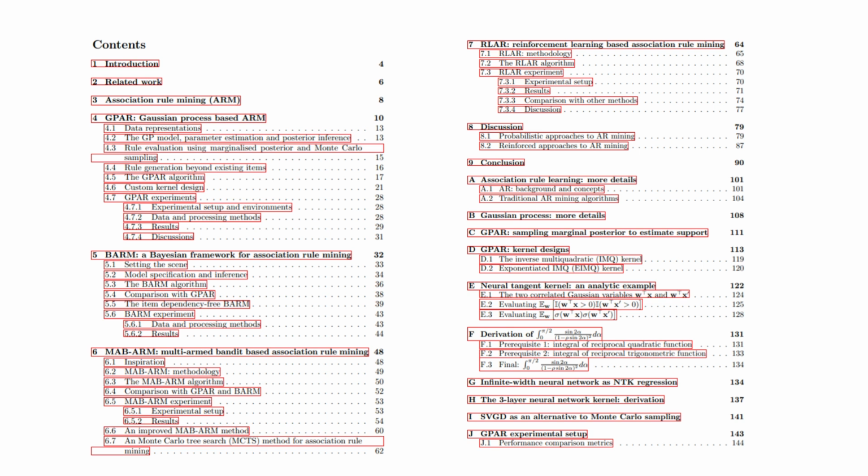Okay, so we've covered a lot, moving from simple counts to probability maps with BARM, feature-based predictions with GPR, and these intelligent searches with MAB-ARM and RLAR. What's the big takeaway for you listening? It really represents a significant shift, doesn't it? Understanding uncertainty, using features, searching adaptively. Yeah, it feels like a more sophisticated way of understanding connections.